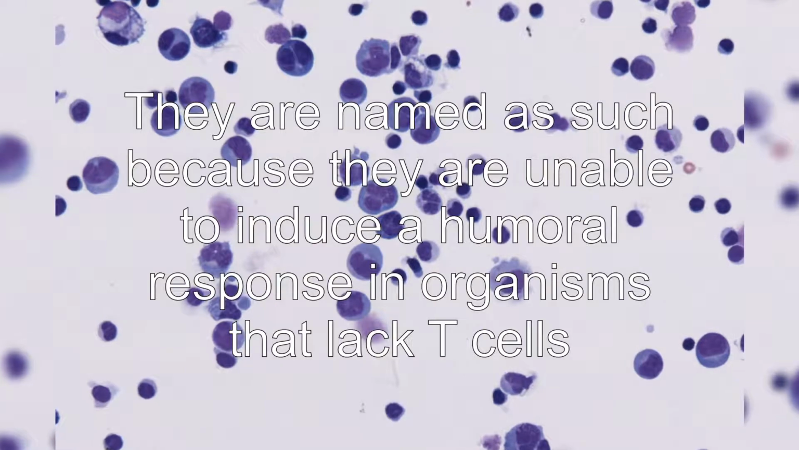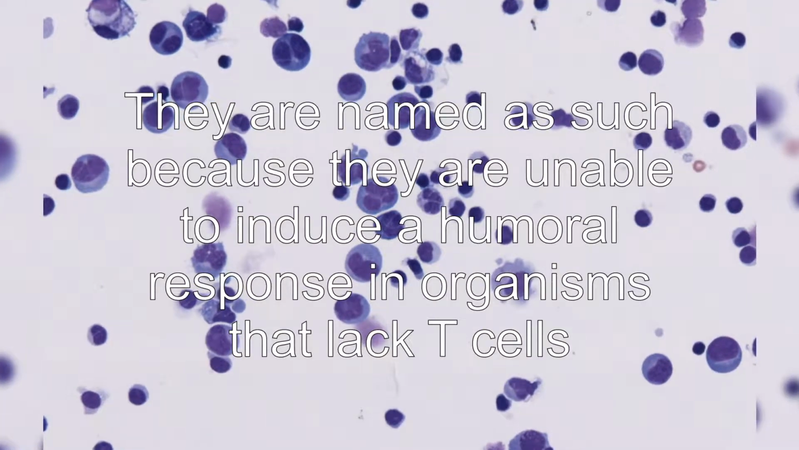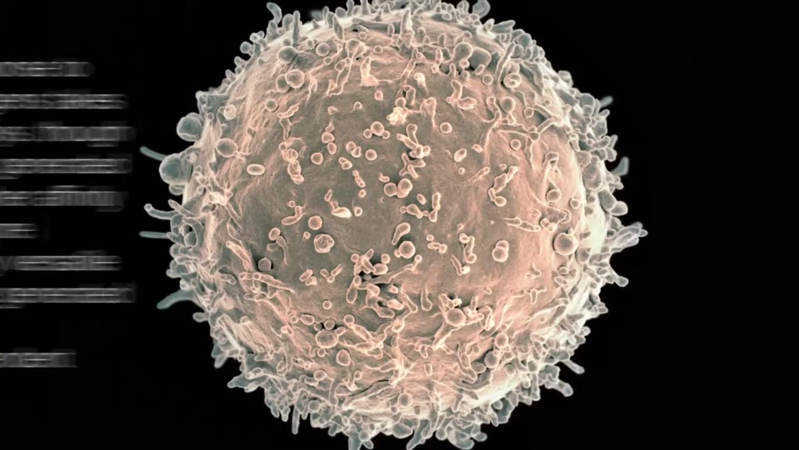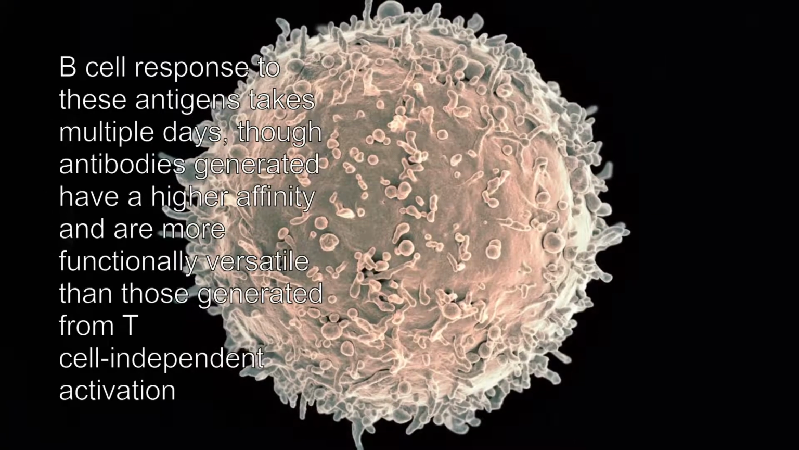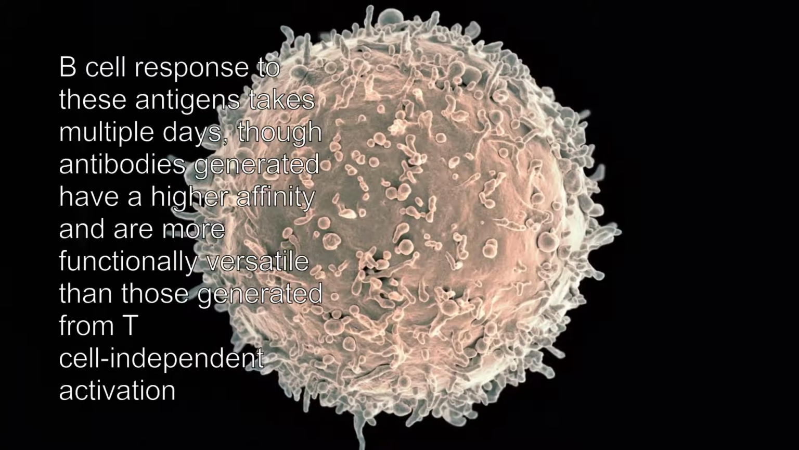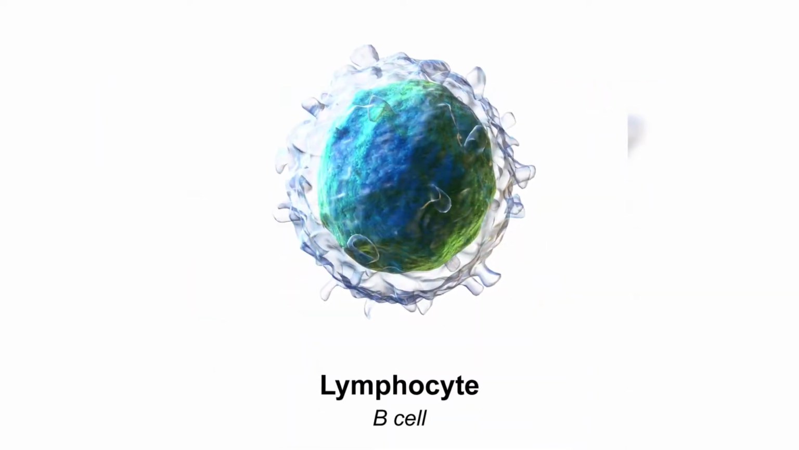Once a BCR binds a TD antigen, the antigen is taken up into the B cell through receptor-mediated endocytosis, degraded, and presented to T cells as peptide pieces in complex with MHC2 molecules on the cell membrane.